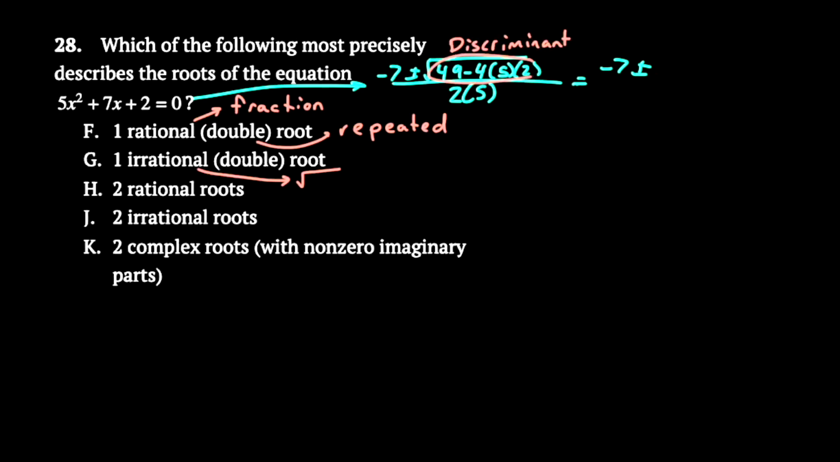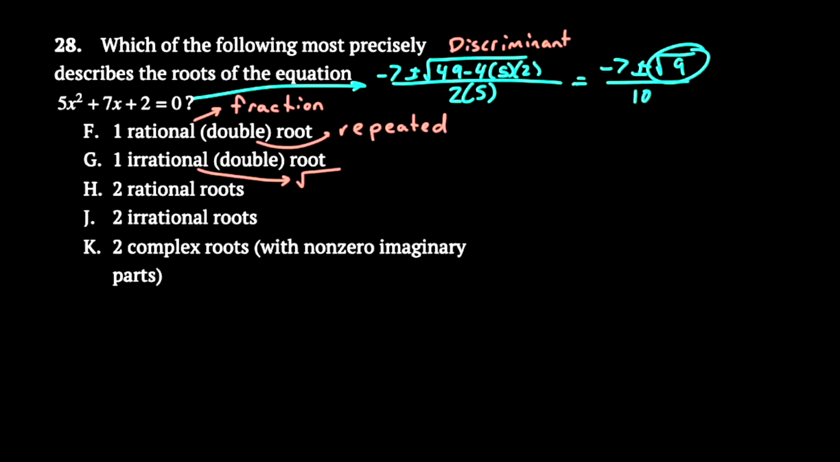If I simplify the stuff in the square root, that's going to tell me what types of solutions I have. So negative 4 times 5 would be negative 20, times 2 would be negative 40. So 49 minus 40 would be 9. So I've got the square root of 9 all over, and then this would be 10.